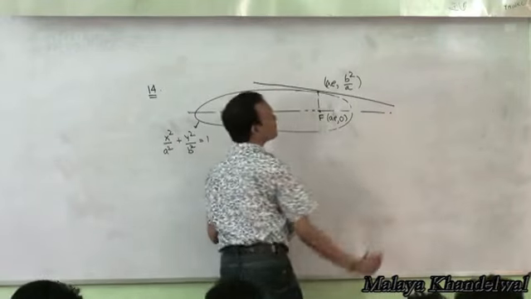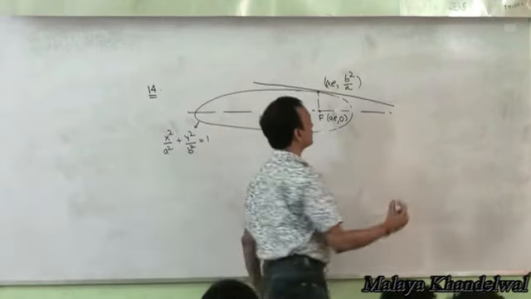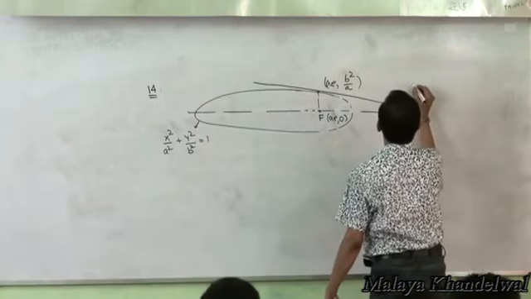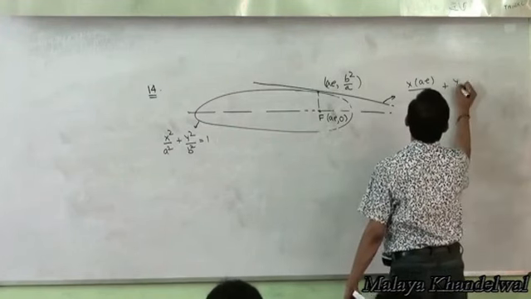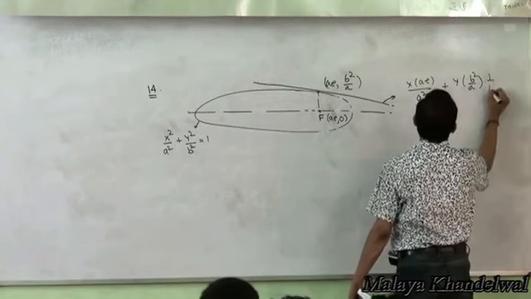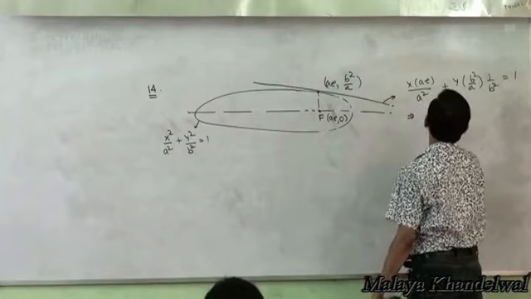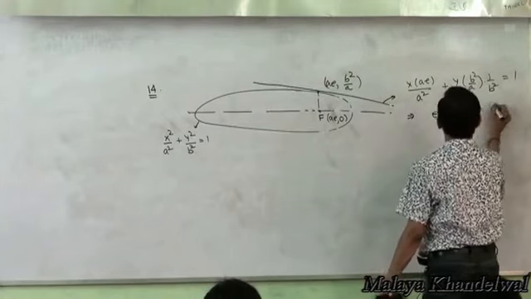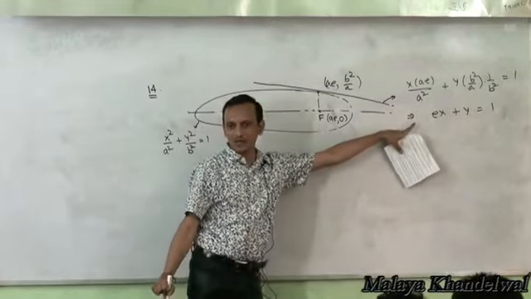The tangent drawn at the end of the latus rectum: xx1 by a squared plus yy1 by b squared equal to 1. So the tangent drawn is going to be xx1 by a squared plus yy1 by b squared equal to 1. So we get ex plus y equal to 1. That's the equation of this tangent.